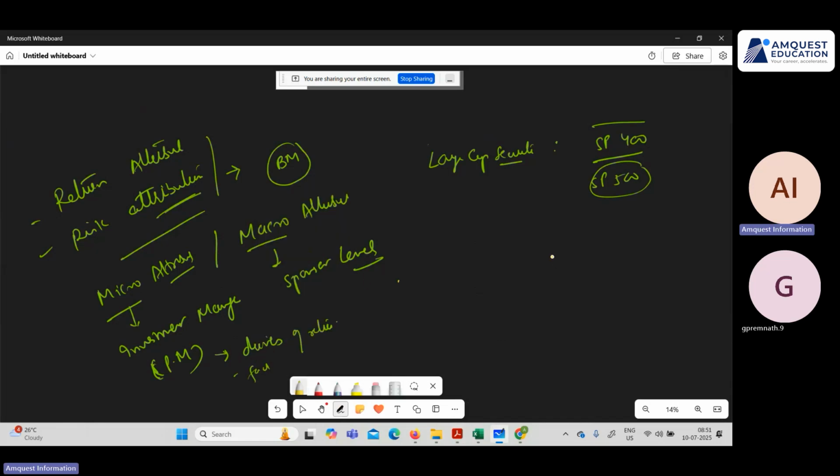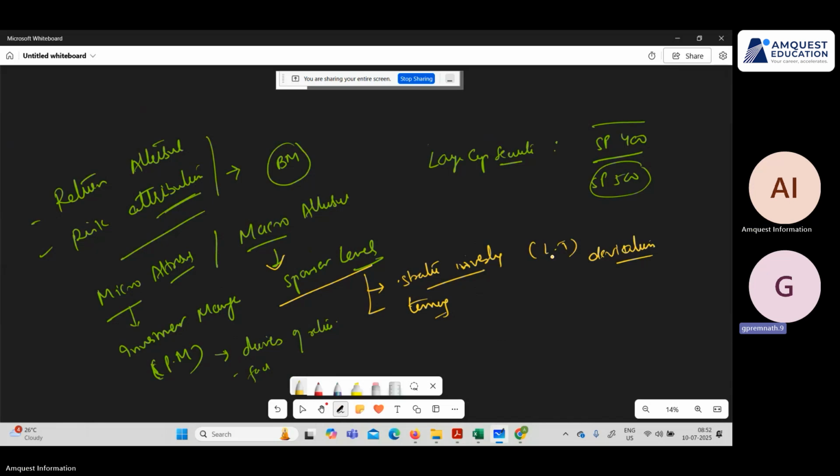But when it comes to a sponsor level, it talks about overall strategic investing, basically long-term investing. And it also talks about timing of those investments and how much deviation is allowed. This is on macro attribution. At a macro level, yes, at a sponsor level. This is not to be confused with macro movement. It has nothing to do with that. So macro has to do more with the sponsor at a bigger level. Micro has to do with the portfolio manager's level.